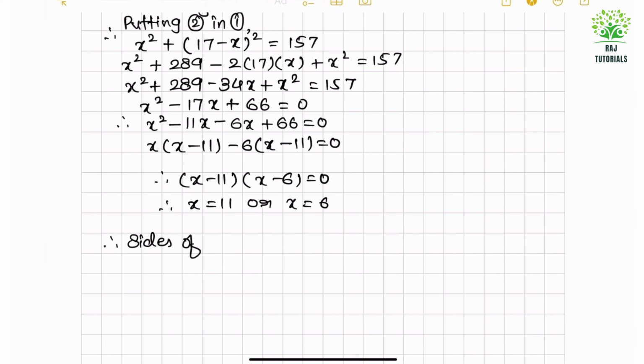So therefore I can say the sides of the squares will be 6 and 11 respectively.